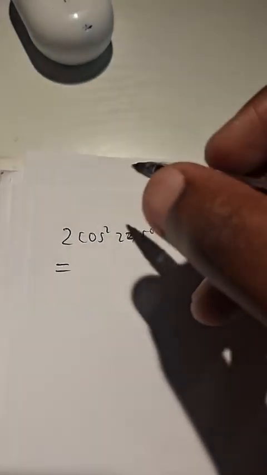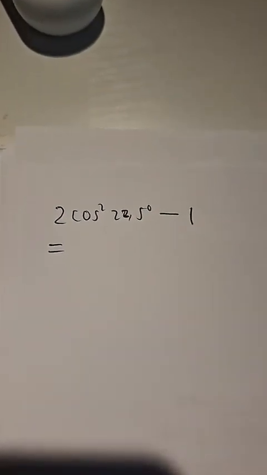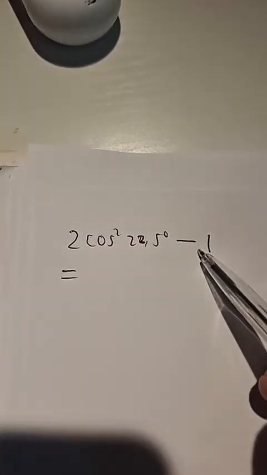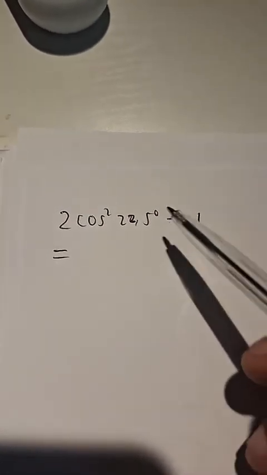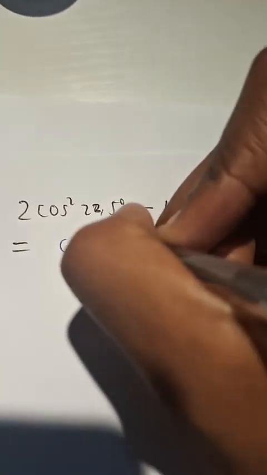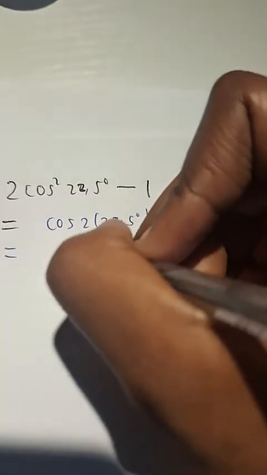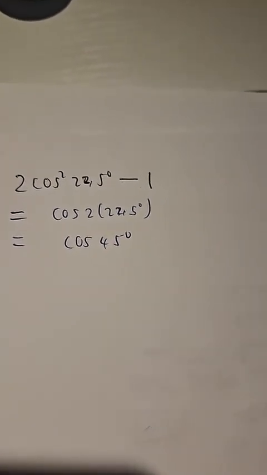Cos squared 22.5 degrees, 2 cos squared 22.5 degrees minus 1. Okay, so what is that equal to? You can see this is 2 cos squared 22.5 minus 1. This mirrors the same expression as the double angle of what? Of cos. So therefore this is cos 2 times 22.5 degrees, which gives us cos of 45 degrees. Okay, and this is grade 12, right?